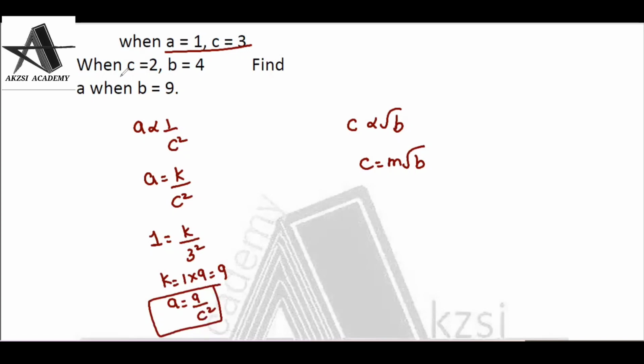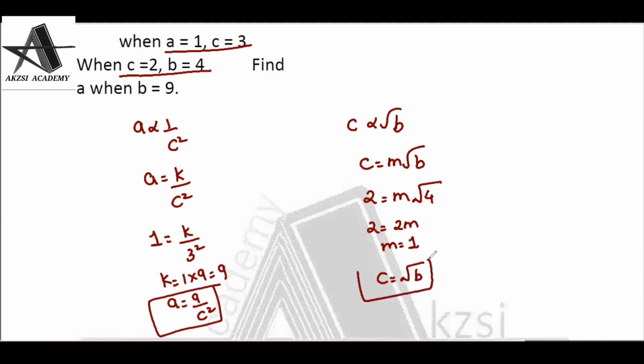Next is put the value of c and b. So put the value of c as 2 and b as root 4. So 2 is equals to 2m and m is equals to 1. When you have the value of 1, put c is equals to root b. This is final equation. Now you have to find a when b is equals to 9. That means no c here. So I need to replace c. This is equation 1, this is equation 2.